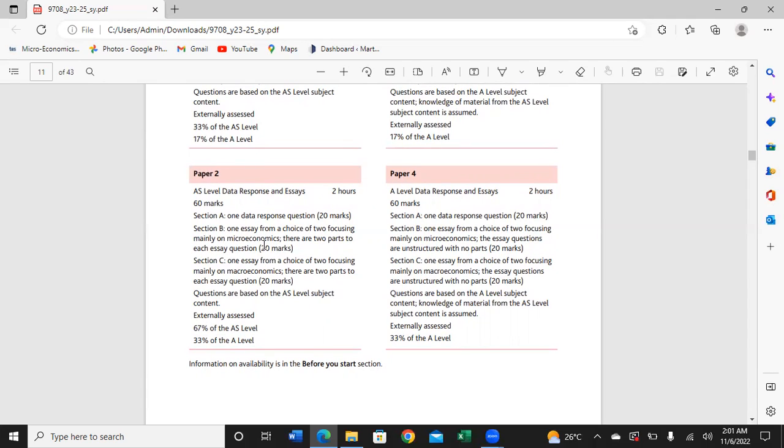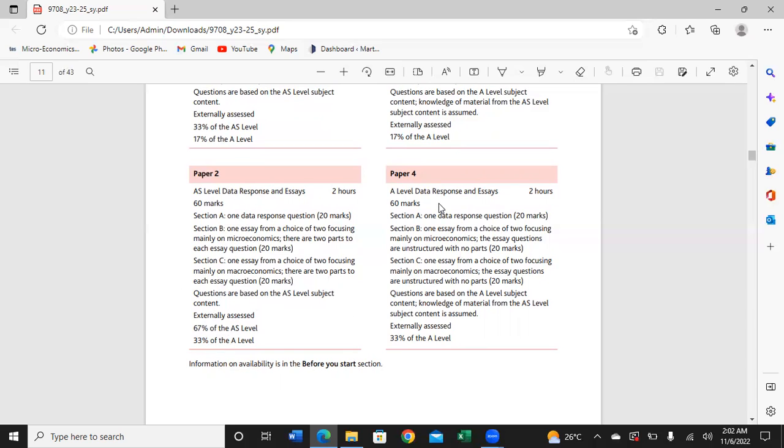So these are the first 3 units of the syllabus of AS level, which cover the topics about microeconomics. So microeconomic questions in section B are based on the first 3 units of AS level. There will be 2 questions, and a student has to answer 1 out of these 2. And in section C, one essay from a choice of two, focusing mainly on macroeconomics. There are two parts of each question again. Questions are based on the AS level subject content, externally assessed, 67% of the AS level, 33% of the A level.